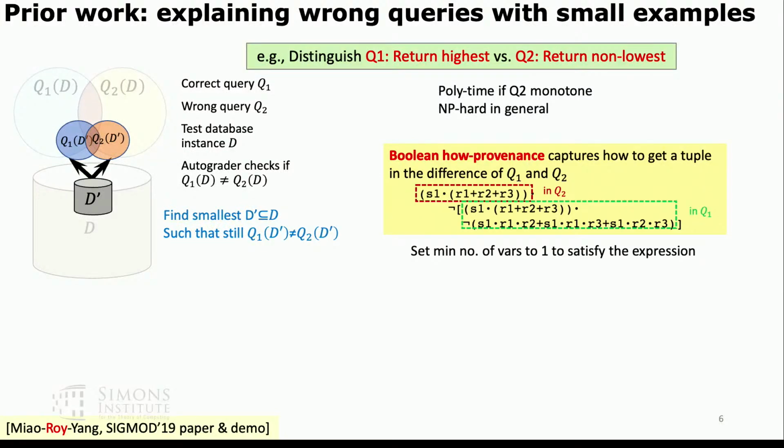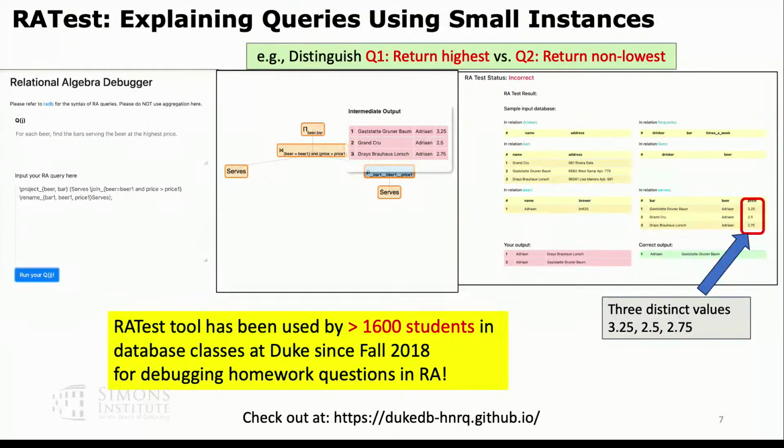What we did here is that we used Boolean how-provenance, which we have been discussing in this program and also in this workshop, to find the difference between the answers of Q1 and Q2. Then we try to find a solution that would make this Boolean how-provenance true with the minimum number of ones. Of course this is NP-hard, so we are using SMT solvers and multiple optimizations. We have an extension to aggregates. That was the technical contribution.